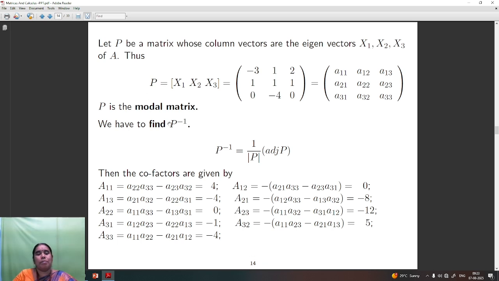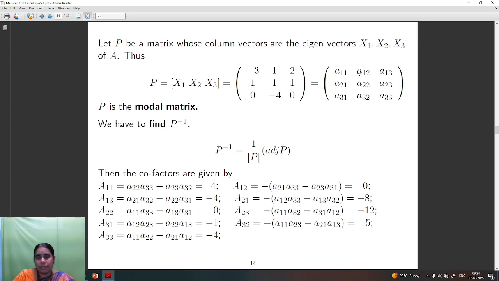We have to calculate P inverse. The definition of the inverse is 1 by modulus of P into adjoint of P. If we need an inverse matrix, we have to find the modulus of the given matrix and the adjoint of that matrix. First, we calculate the adjoint matrix. For adjoint P, we have to calculate the cofactors of each and every element. For A11, we remove the first row and first column and take the modulus of the remaining, which is A22 A33 minus A23 into A32. On solving, we have the answer as 4.